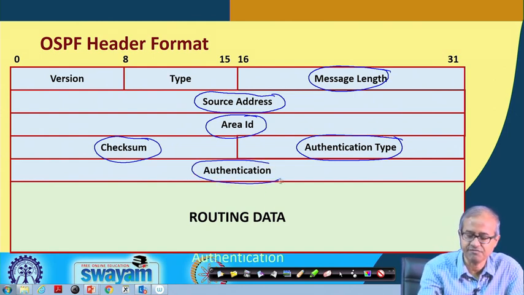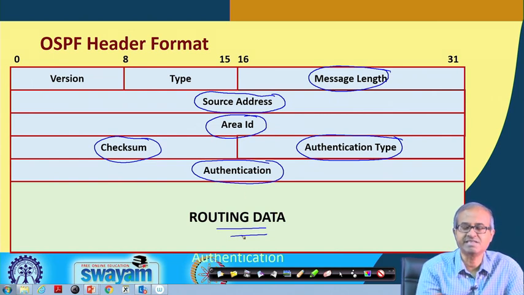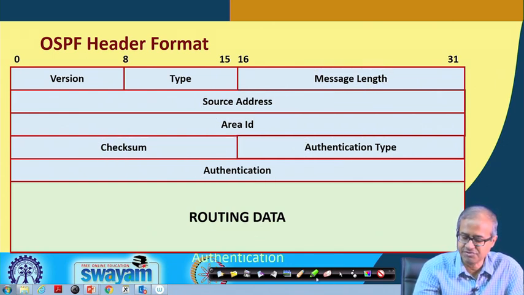Authentication means I must be sure that the link state advertisement is coming from the right router. So there is some authentication information, and of course, the actual link state advertisement or whatever you are sending, the actual routing data, link states, etc. Okay. These are the information carried as part of an OSPF packet.